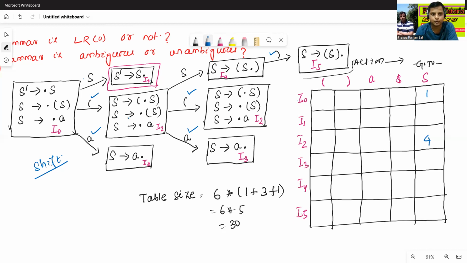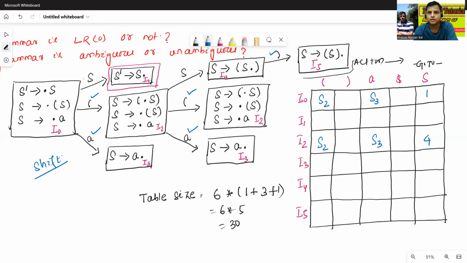0 read open bracket goes to 2. So this is S2. Similarly, 0 read A goes to I3, which means S3. Clear? Now 2 read open bracket goes to 2, which means S2 state. 2 read A goes to 3, which means S3 state.